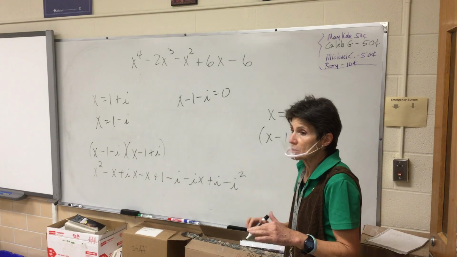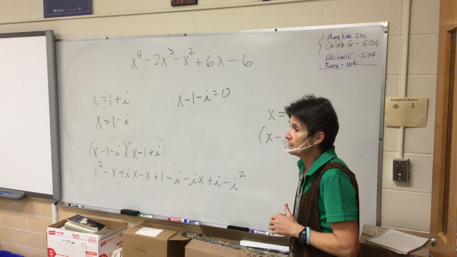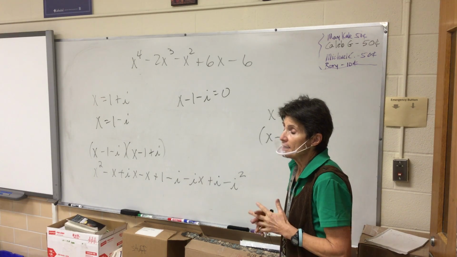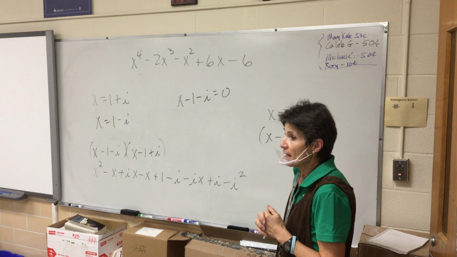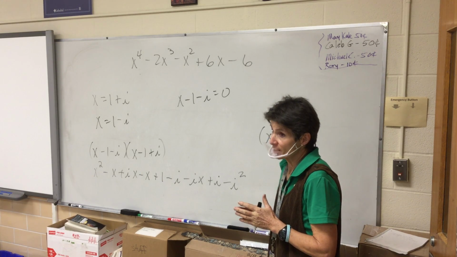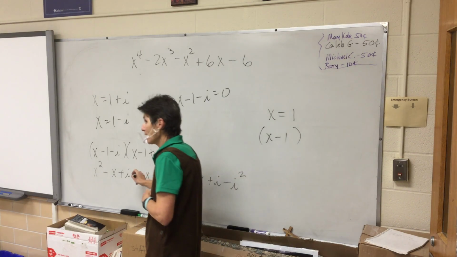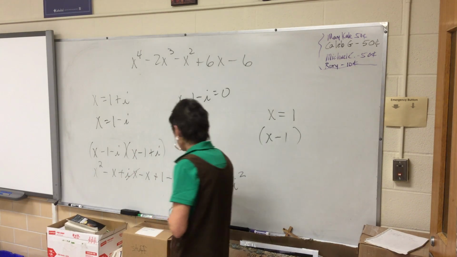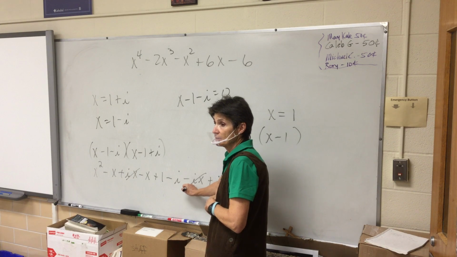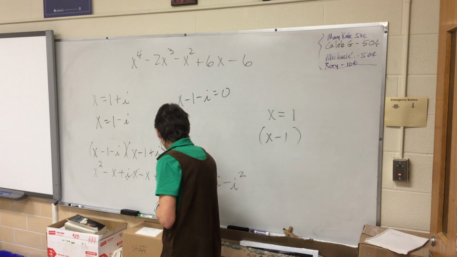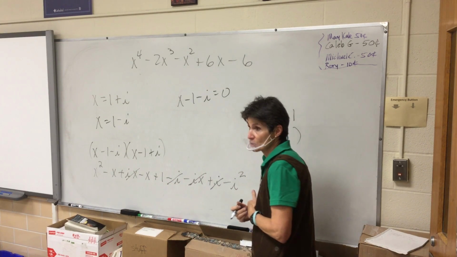Now, don't spend a ton of time going back and double checking your work, because if you've done it right, everything with an i in it is going to disappear. For example, see how I have an ix and a negative ix? They're gone. I have a negative i and a positive i. That's gone.